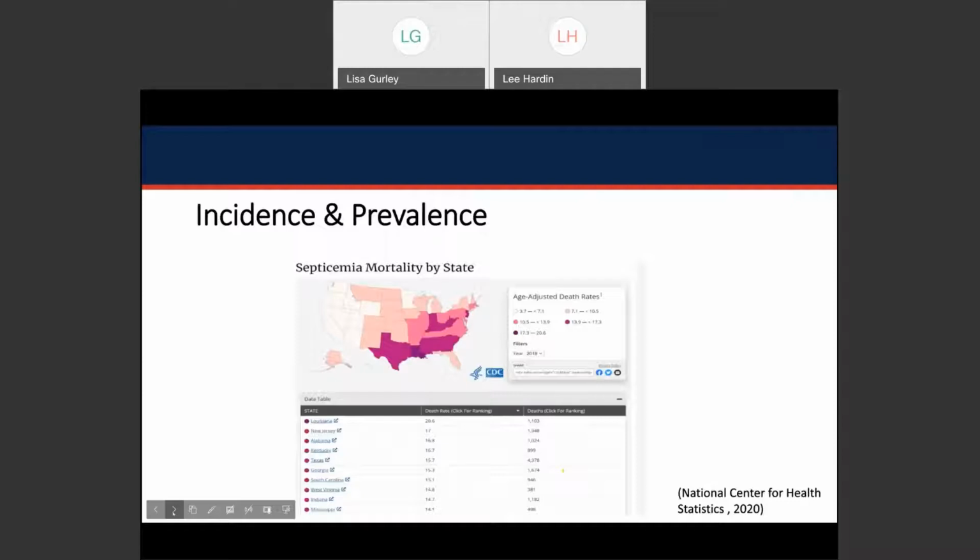Alabama is ranked 3rd in the nation for sepsis-related deaths, which represents a sepsis mortality rate of 16.8% per 100,000 of the total population.